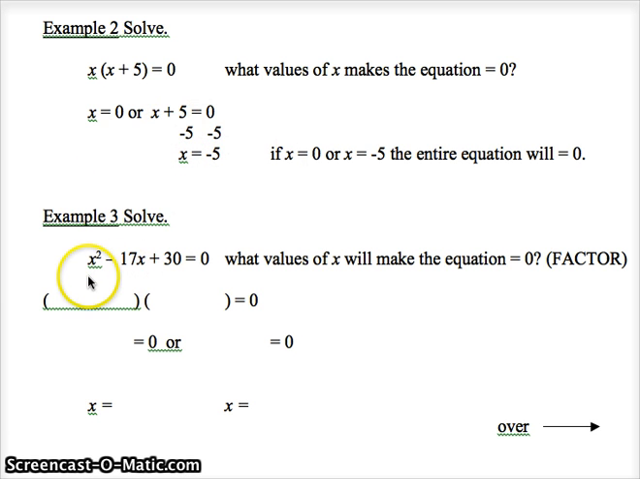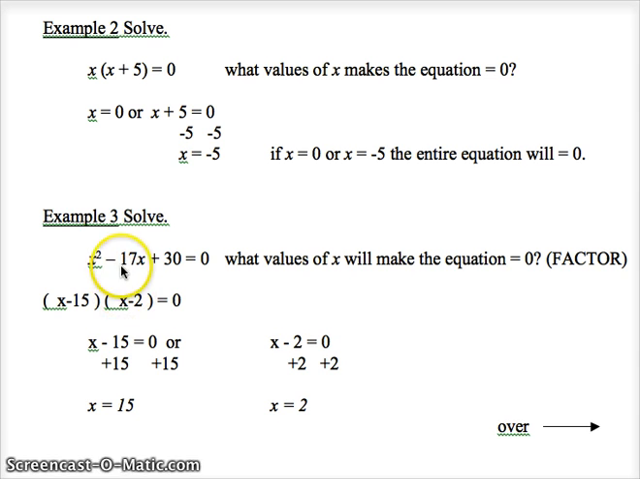So now what I want you to do is take a quadratic that's in standard form, x squared minus 17x plus 30, and make that equal 0. So what x values will make the entire equation equal 0? We're looking for our roots. So factor this equation, set each bracket equal to 0, and find those values. Pause the video while you factor this and solve for the x values.